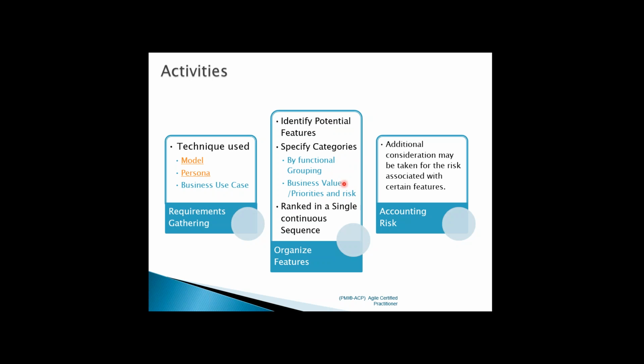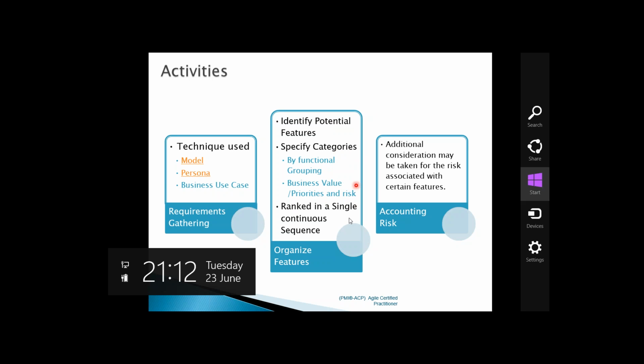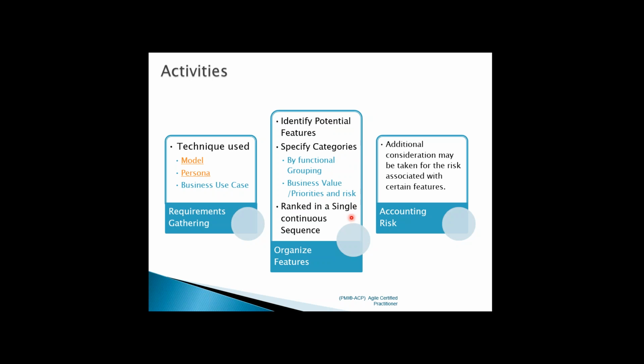High value, high risk will always be on the top of the product backlog. It is ranked in a single continuous sequence. We'll understand that. We'll deep dive on organizing features. And then we are going to account for risks. Additional consideration may be taken for the risk associated with certain features. Some features will involve design, architecture, framework, algorithms, right? That are new to the team. Anything that is new to a team is classified as risky.